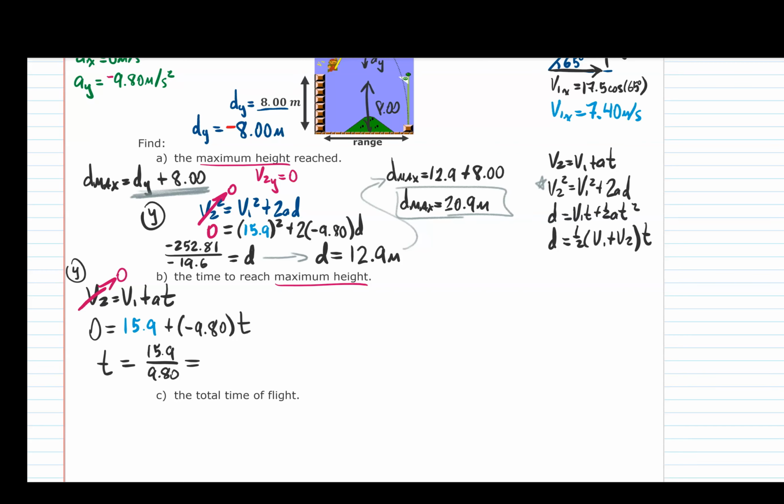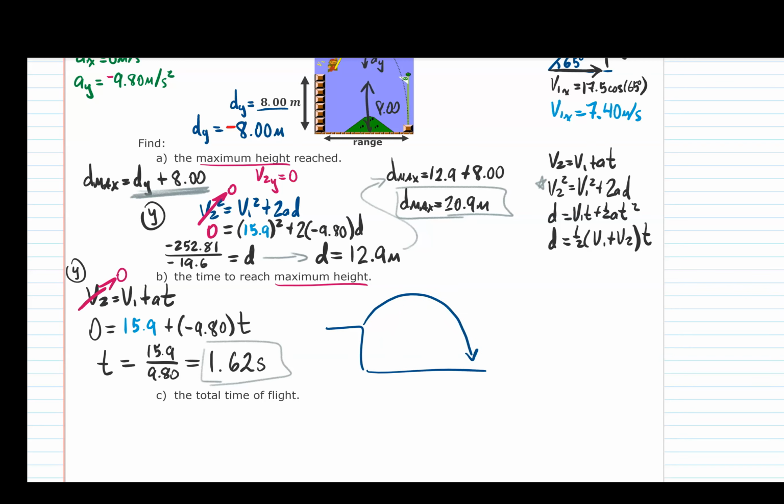15.9 divided by 9.8 is 1.62 seconds. That's our final answer for time at maximum height. So just so that you're clear on what's going on here, Mario in this case does go up and then down. Let me try that again. He starts at this initial height, he goes up and then comes back down.